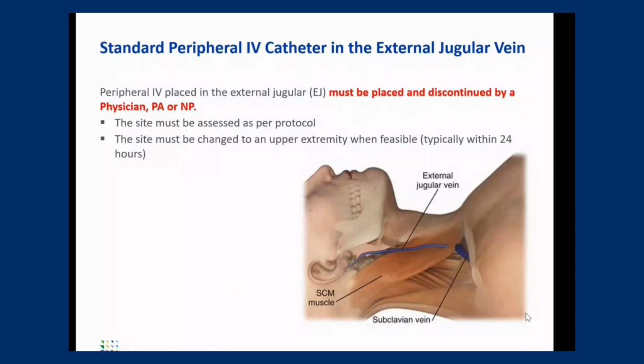Sometimes we may see patients with EJs. These aren't commonly placed. They're really emergency access that might be placed in the emergency room. So these EJs are considered peripherals. They must be placed and discontinued by a physician, PA, or NP. And we try to do this as fast as possible.